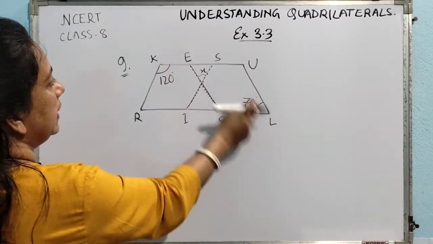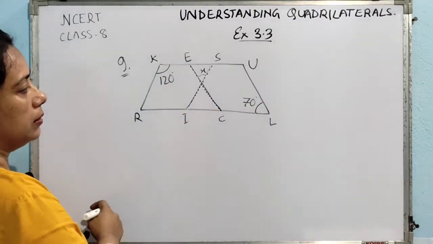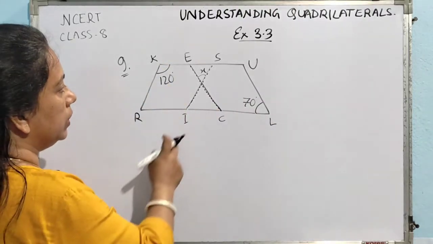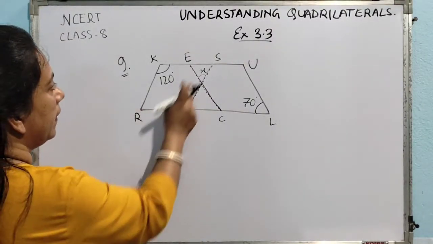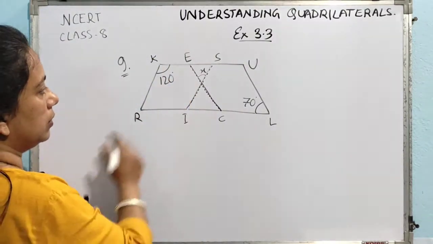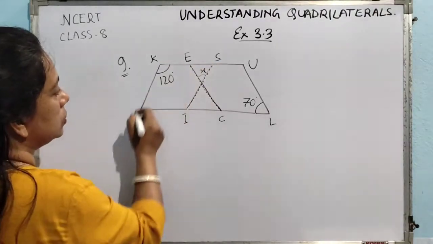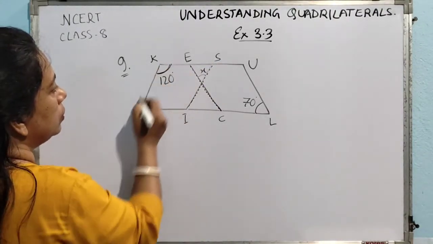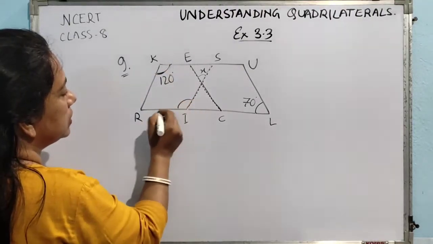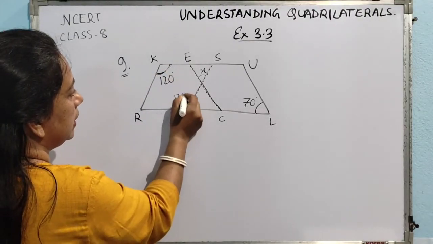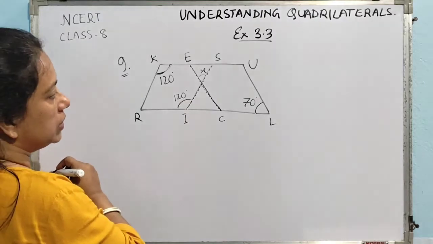RISK and CLUE, these two are parallelograms. Now we need to find out the value of x. Now see, RISK, it's a parallelogram, just this one. So what we know about the opposite angles, this angle and this angle are the opposite angles. So if it is 120 degree, it is going to be 120 degree.